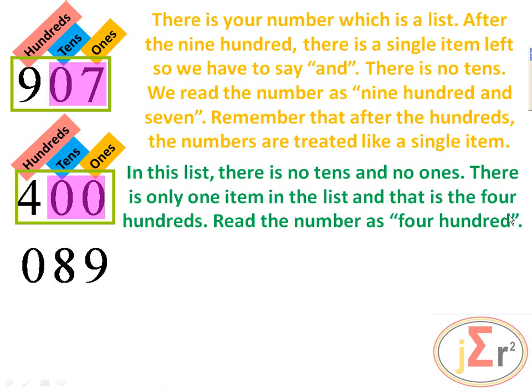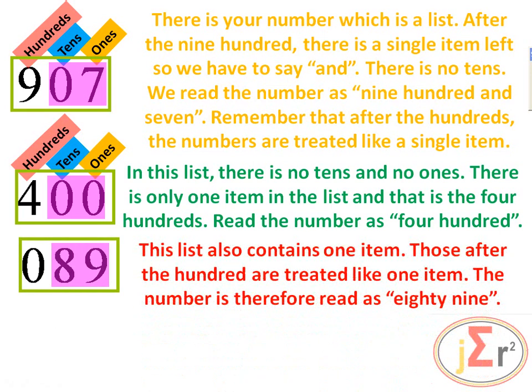What about that one, Jerry? Read that number. 89. Right. So Jerry read that number as 89. The list also contains one item. Those after the 100 are treated like one item. The number is therefore read as 89.